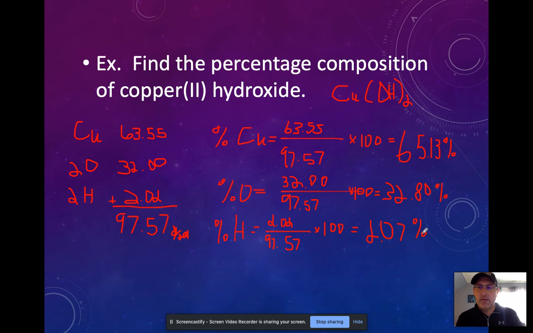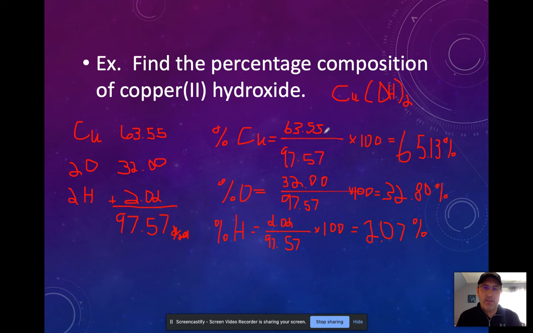2.07%. Make that 2 a little better. There we go. Hydrogen. So if you add these all up, you do get 100%, which it should. It should be close. Sometimes, like I said, with rounding, it won't be exactly that. But that's your percent composition. So any sample of copper 2 hydroxide is going to have this percentage by mass.